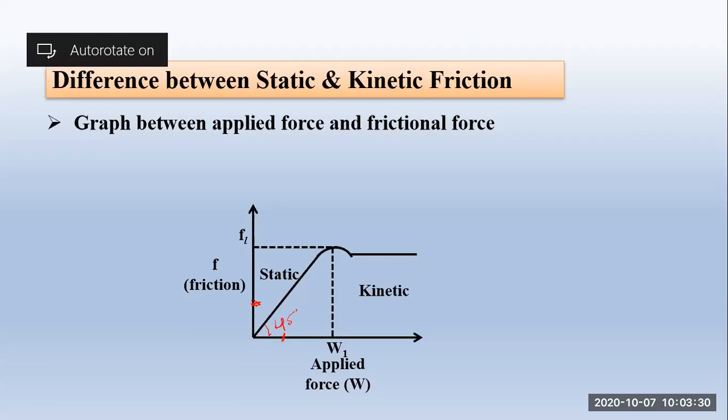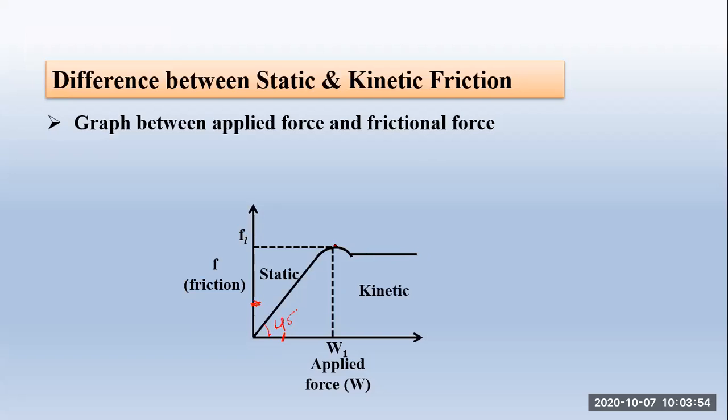But if this applied force reaches the maximum value, the object starts sliding. At this point, the object starts sliding. And once it starts sliding, we have kinetic friction here. And kinetic friction has a constant value, you can see. But the kinetic friction is slightly less than the maximum value of static friction.